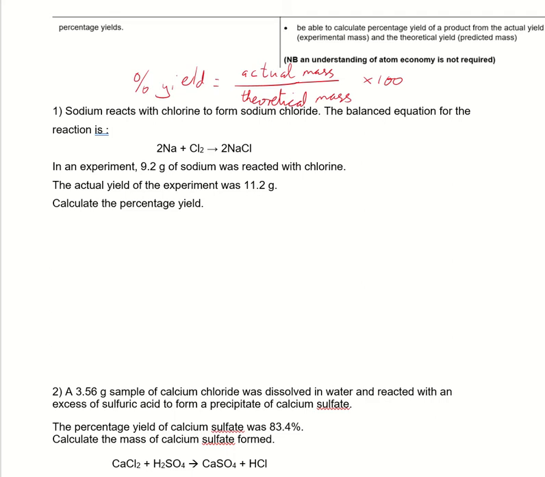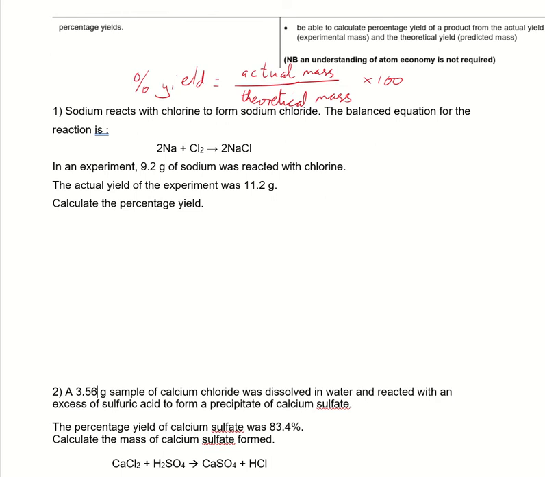Sodium reacts with chlorine, forms sodium chloride, given the equation. Nice, it's already balanced. And it says, in the experiment, 9.2 grams of sodium was reacted with chlorine. And it says the actual yield of the experiment was 11.2 grams, and calculate the percentage yield. So it's given us the top number up there, the actual. So we need to work out the theoretical maximum mass of the sodium chloride that we should have achieved.